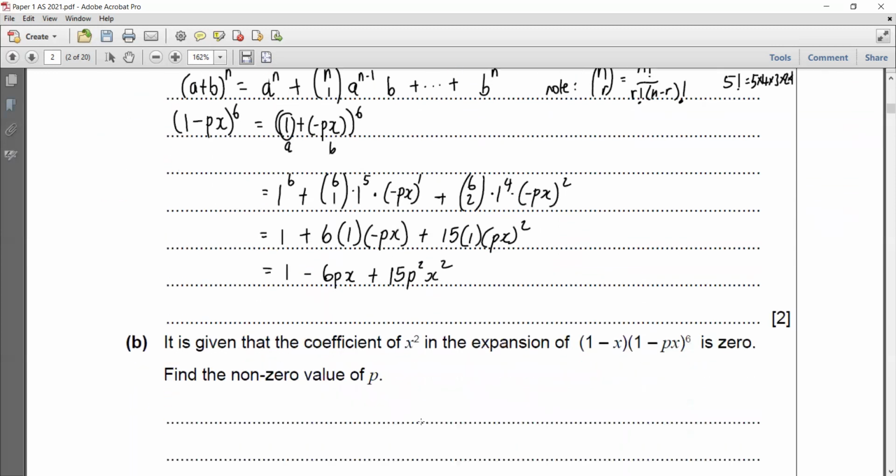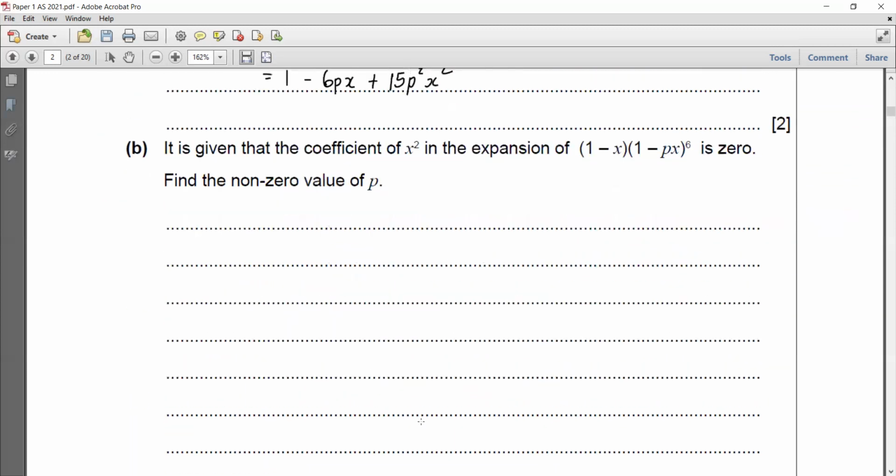So those are the first three terms in the expansion. All right, then it is given that the coefficient of x squared in the expansion of (1 - x)(1 - px)^6 is 0. Find the non-zero value of p.